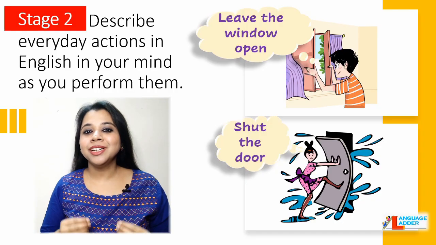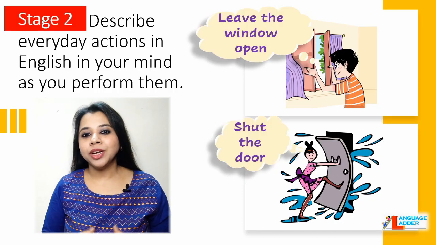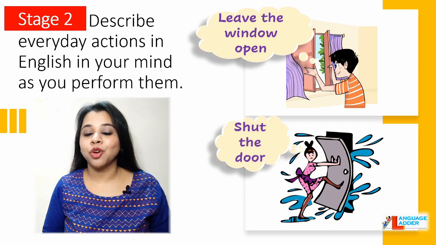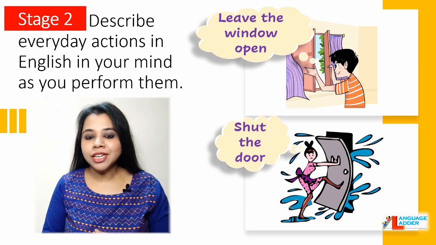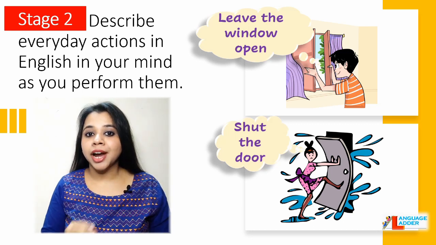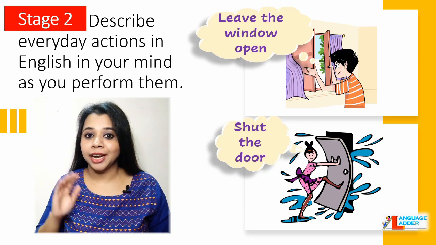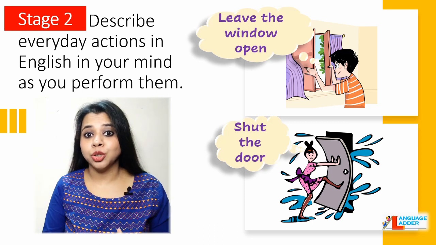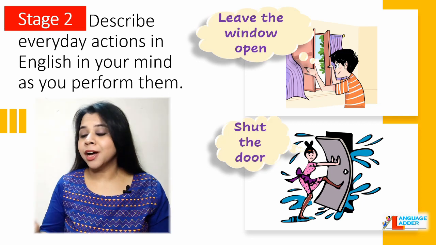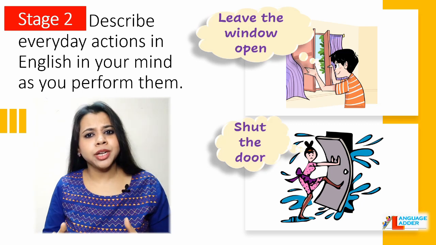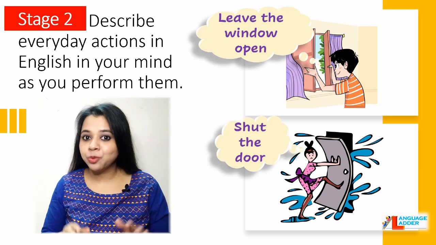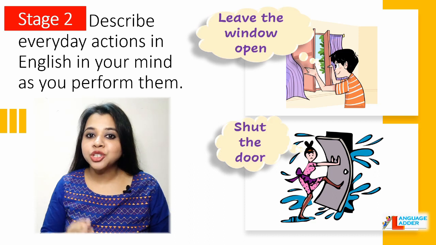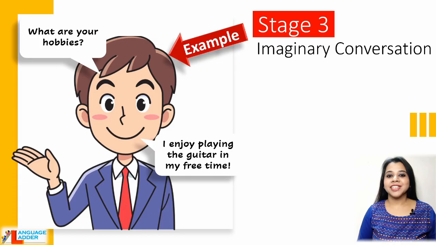Stage 2. Simple instructions and actions. So once you are comfortable with the names of objects around you, move on to simple instructions and actions. So every time you do an activity, try to describe that action in English in your mind. For example, shut the door, leave the window open, pass me that glass of water, what should I do next, and so on. You will notice that very soon your brain will adjust itself and you will naturally start thinking in English.